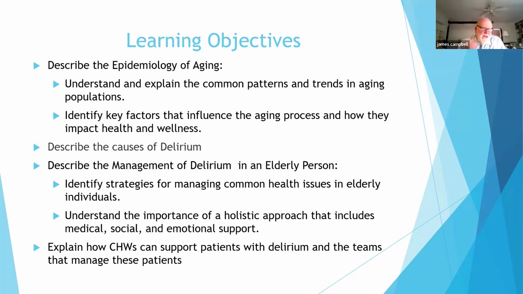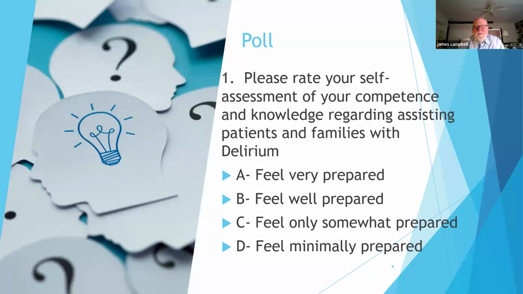We'll identify strategies for managing common health issues in older people and understanding the importance of a holistic approach, medical, social, and emotional, as families go through the crises of watching a parent become confused either chronically or acutely. Community health workers have a critical role in being able to support the family and the patient with delirium and to help them make the team aware of what's going on, as well as making sure that they are accessing the appropriate resources in order to be able to deal with that.